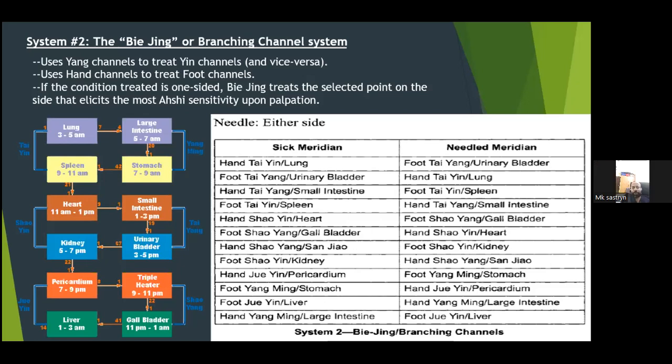This is called system 2. In system 2, you have to balance with what?